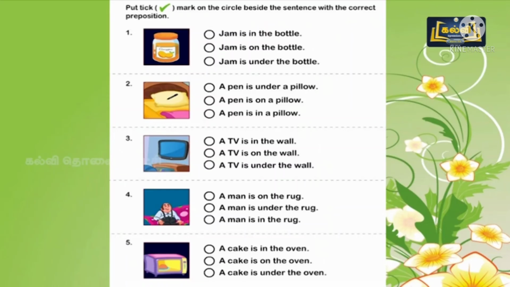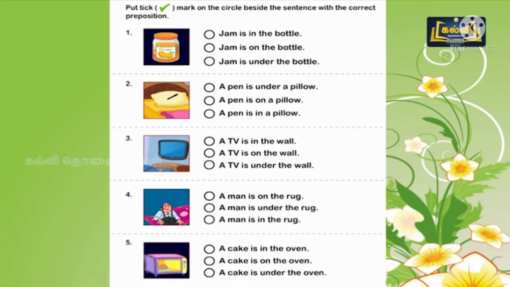See, a jam bottle is there. You have to tick the correct sentence. What are the sentences? Option A, jam is in the bottle. Second one, jam is on the bottle. And the third option, jam is under the bottle. You can easily find out the answer. Am I right? If you look at the picture and the answer, you will be very eager to answer and the preposition will be very easy to you.